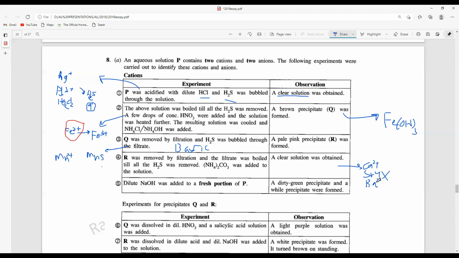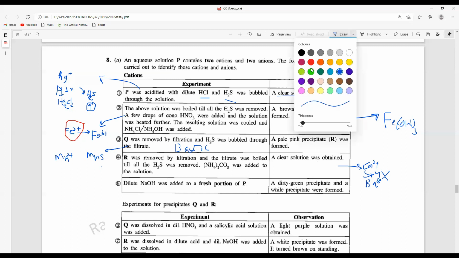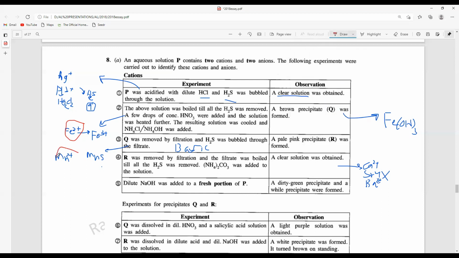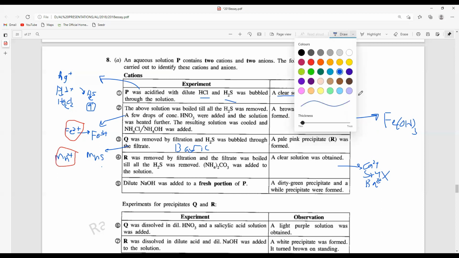But in fact, we don't need to worry about the rest of the steps because we have already found one is Fe2 plus, the other one is Mn2 plus. But we have to go through the other steps as well to check whether you have some other details that can be taken.